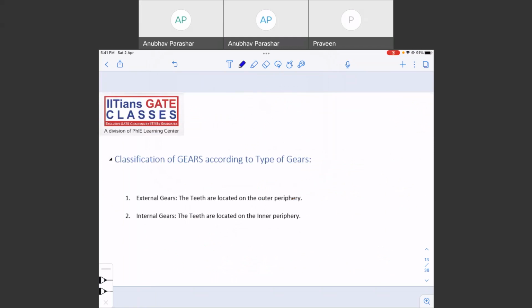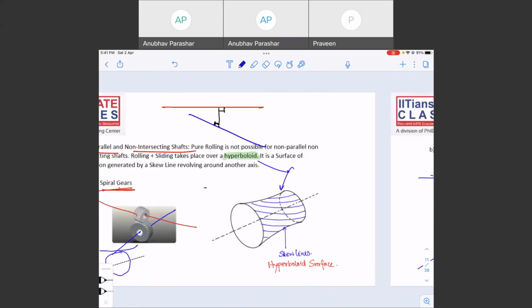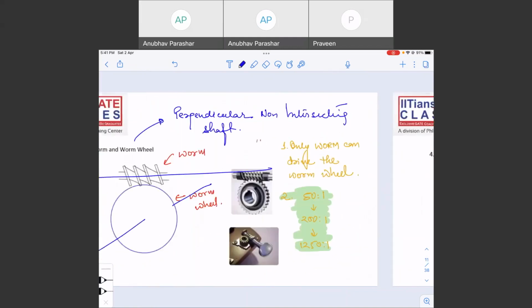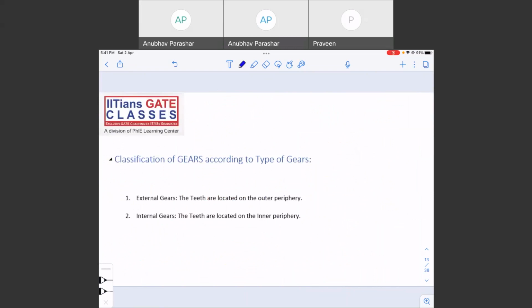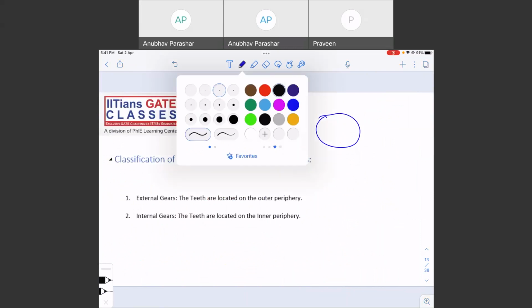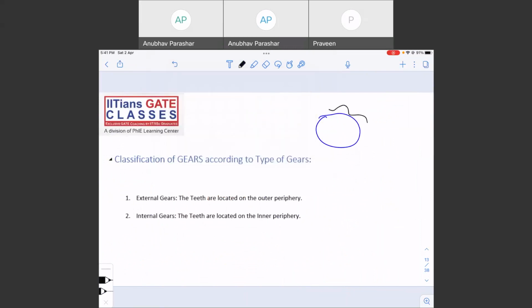So this was the classification of gears with respect to how the shafts are arranged, right? Now there can be classification of gears according to the type. Are they internal or external? Just giving you a rough sketch, if the teeth are formed on the outer side, then the gear is known as an external gear.